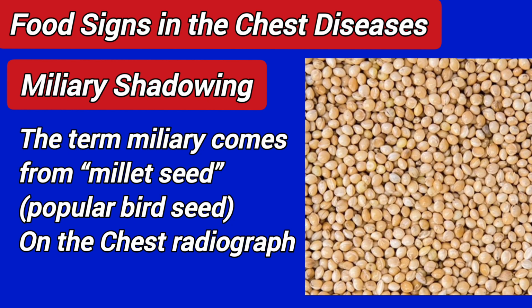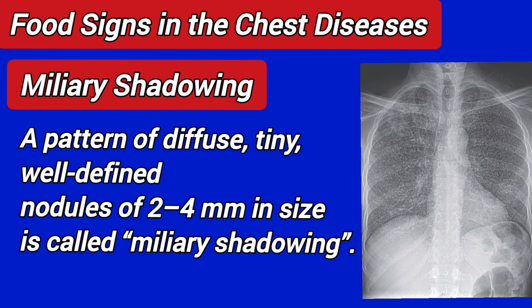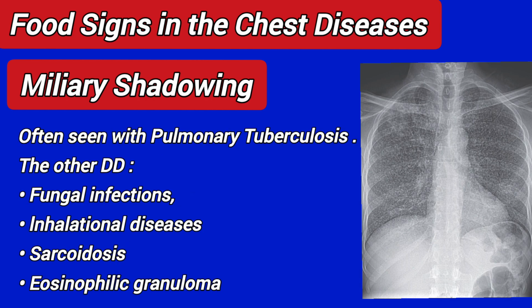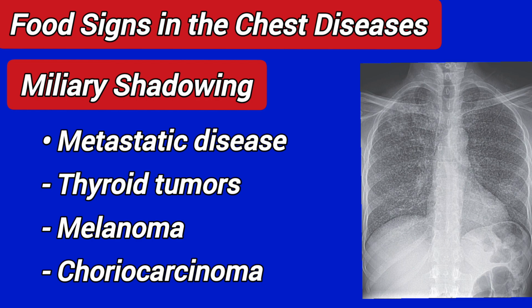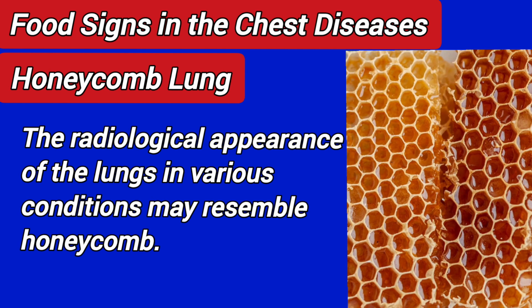Miliary shadowing. The term miliary comes from millet seed, popular birdseed. On the chest radiograph, a pattern of diffuse, tiny, well-defined nodules of 2 to 4 mm in size is called miliary shadowing. This pattern is often seen with pulmonary tuberculosis. The other differential diagnosis of miliary shadowing includes fungal infections, inhalational diseases, sarcoidosis, eosinophilic granuloma, and metastatic disease, particularly from thyroid tumors, melanoma, and choriocarcinoma.